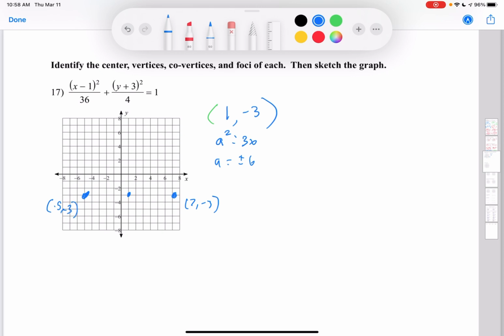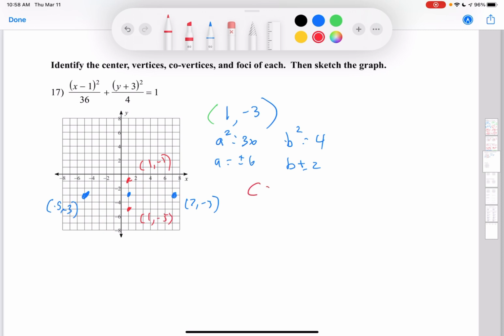That's my vertices. My b squared value is going to be 4. So b is plus or minus 2. So that's going up 2 spots. So right there and right there. So that's the point 1, negative 1. And that's the point 1, negative 5.